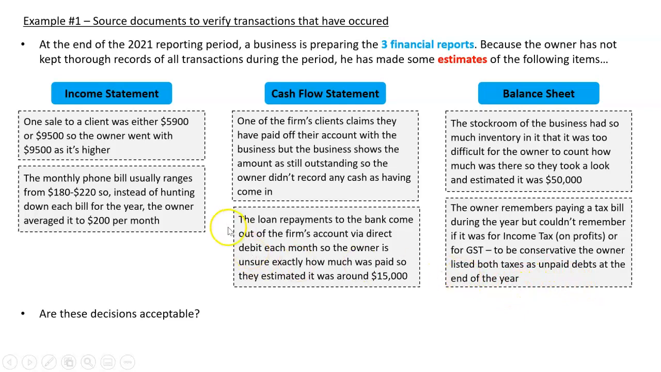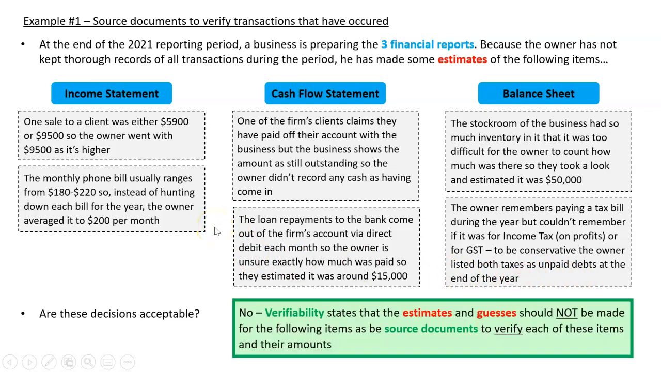Are any of these decisions acceptable under verifiability? No, they're not. We cannot have estimates and guesses, particularly for transactions. There should be a source document to verify every single thing that happened here. It might be a pain to look up each of the phone bills, but you have to do it. You should be doing it as it happens. When we look at timeliness, that's another qualitative characteristic: when transactions happen, record them. That way there'll be source documents to verify each of these items.